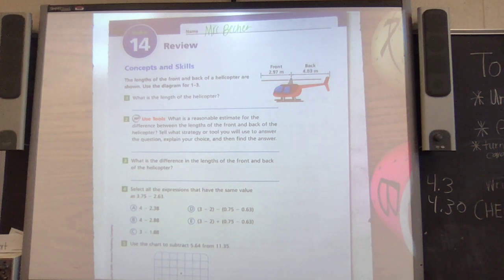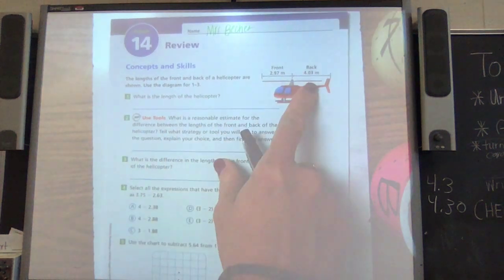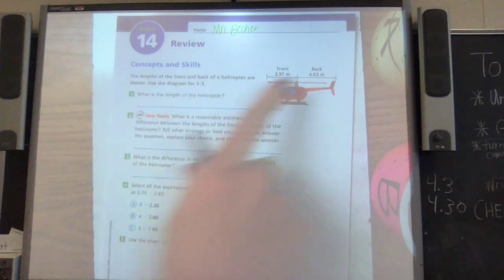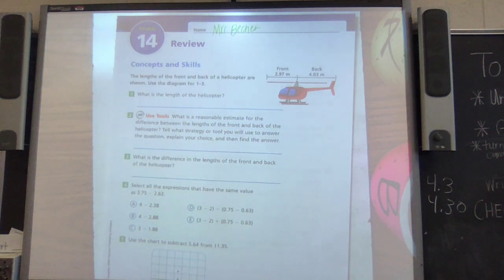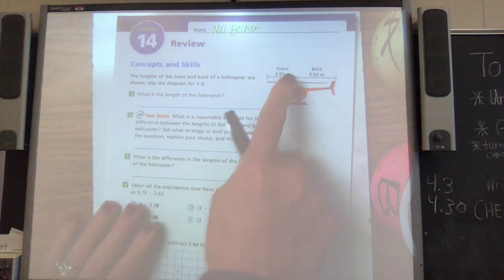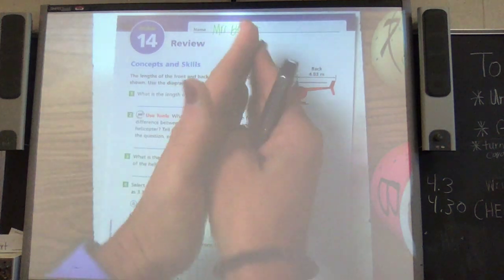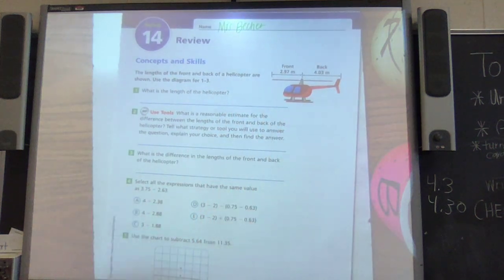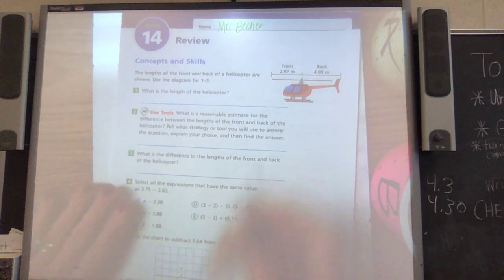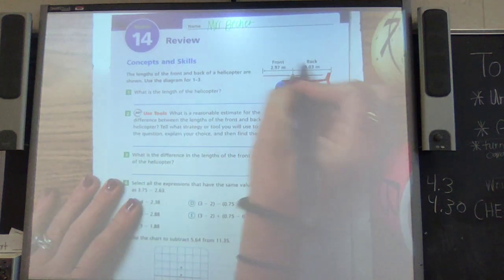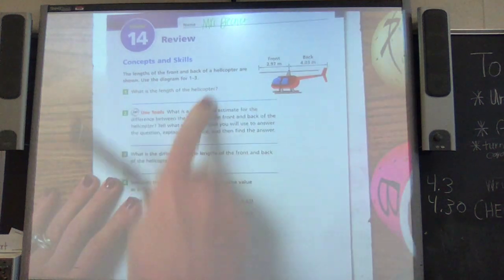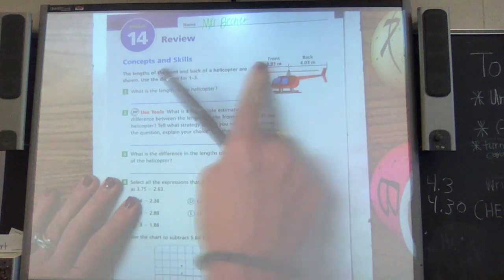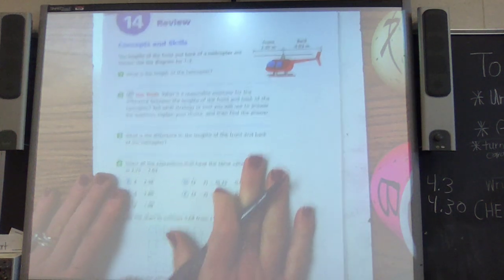What is the length of the helicopter? Okay, so this is saying here's the front, here's the back, but what is the length of the helicopter? So we need to use this information, but if it's the length, how long it is, that's going to be all of that. So you would need to figure out the front and the back. You would add those two for number 1 to find the length of the whole thing. Alright, so I'm going to let you do number 1.